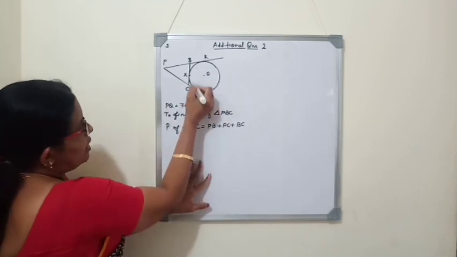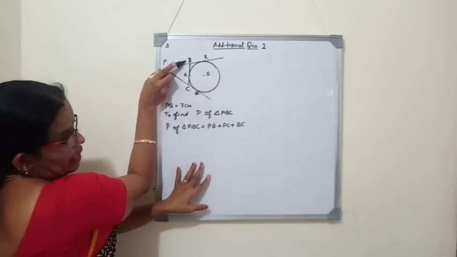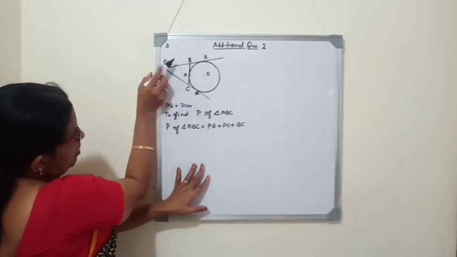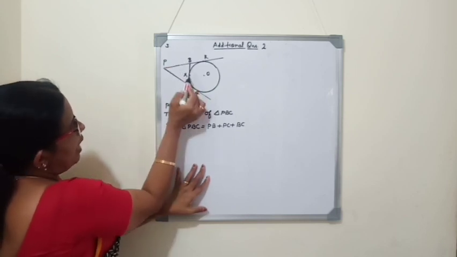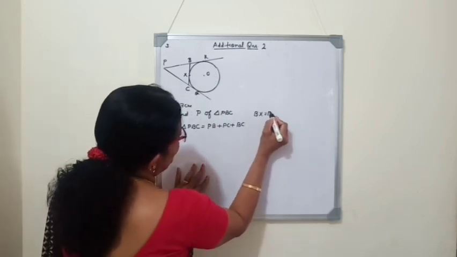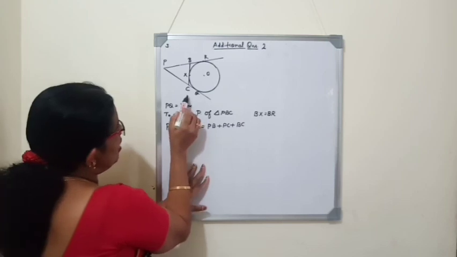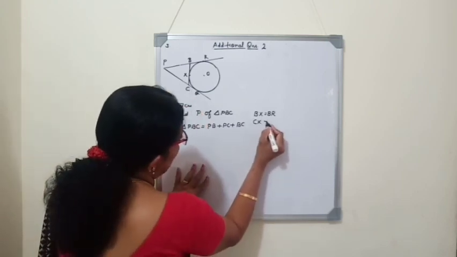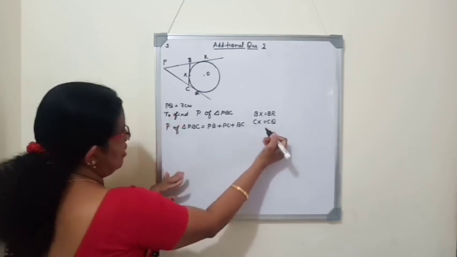Now, with respect to this circle, B is an external point, isn't it? So how can we apply theorem 2? BX is equal to BR. Here I write BX is equal to BR by theorem 2. Similarly, we can write CQ is equal to CX. CX is equal to CQ. This we have to write on the side.